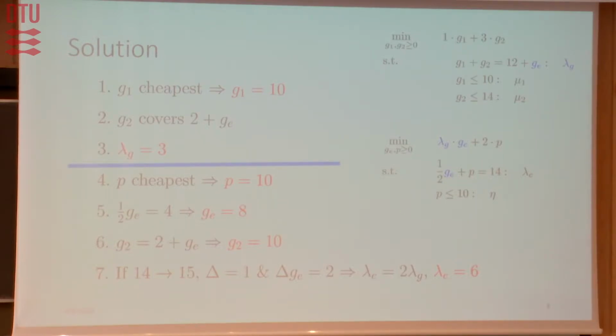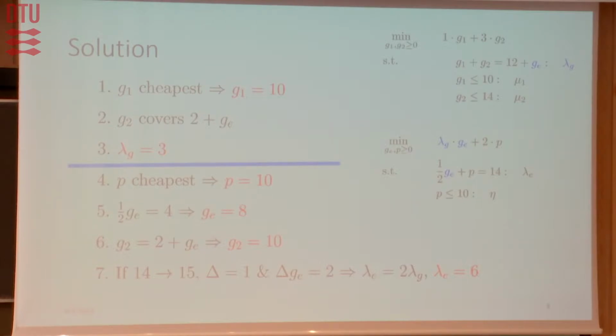And then since this is 10, 1/2 of GE has to cover what is left out of the 14, which is 4. So 1/2 of GE is 4, and GE is 8. And since we already know GE, and 10 was covered by G1, G2 is going to be 2 plus GE, which is 10, right?